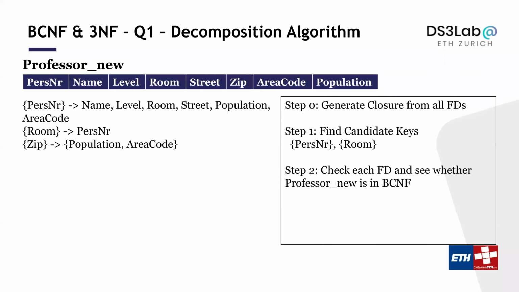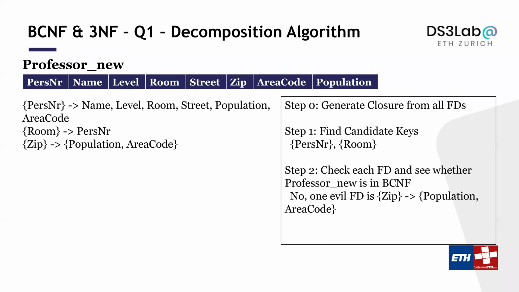Then let's check each functional dependency in the closure to see whether this Professor New relation is in BCNF. In this case, I can still find an evil functional dependency: the one from zip code to population and area code. That's evil. Why? First, it's not trivial: the right-hand side is not a subset of the left-hand side. And second, the left-hand side, zip code, is not a super key.